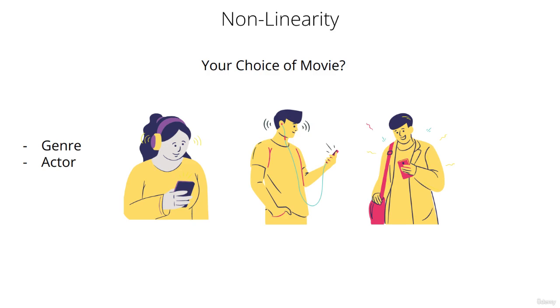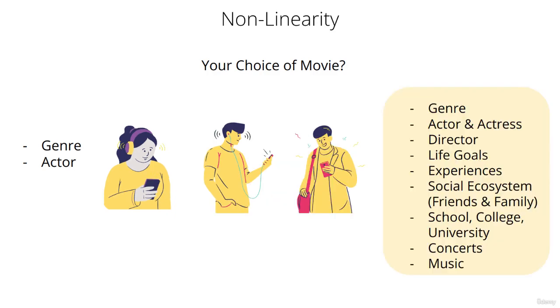If I were to predict the kind of movies you like to watch, and I made these predictions, let's say, by asking you the genre and the actors or actresses you like, chances are my predictions will be inaccurate. But now, if I take a step back and I ask you, well, tell me more about the genre, the actors, and the directors you like. Also, tell me more about your life goals, the social ecosystem, the schools and colleges that you attended, and the type of music you like. And then if I made these predictions, chances are my predictions will be more accurate.